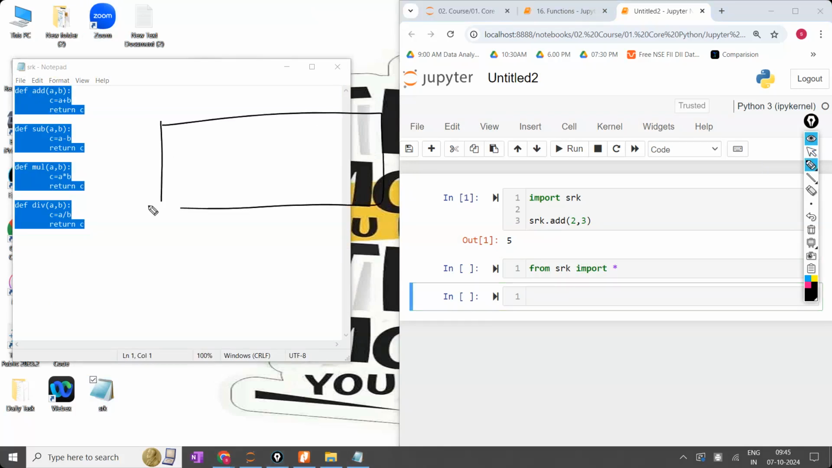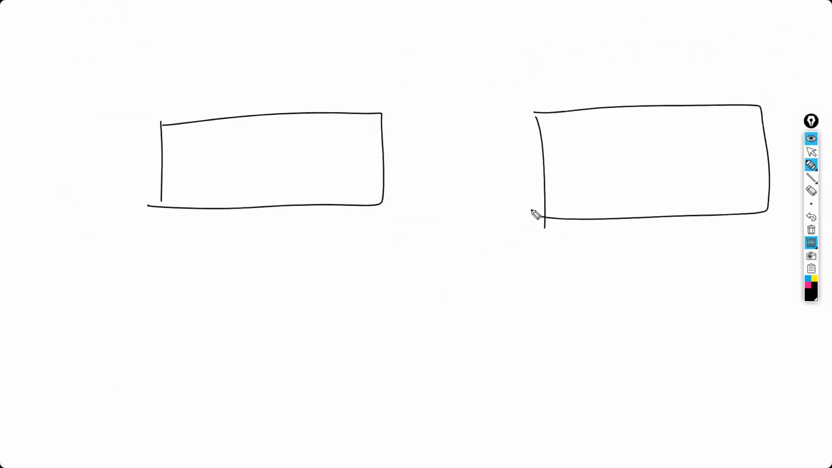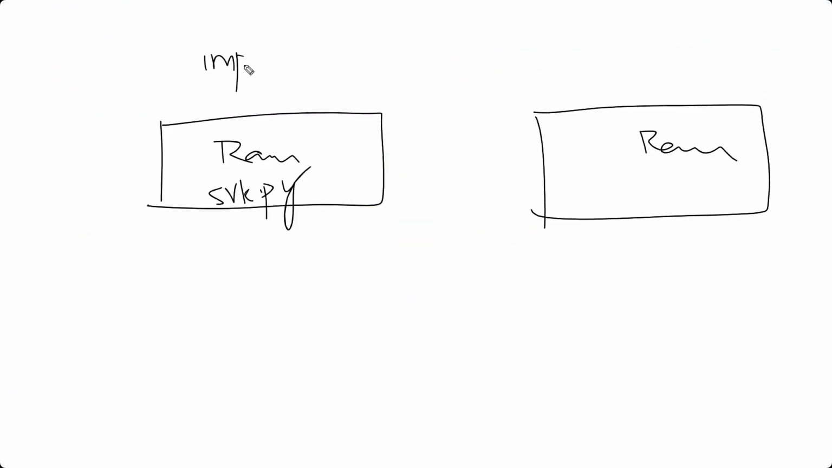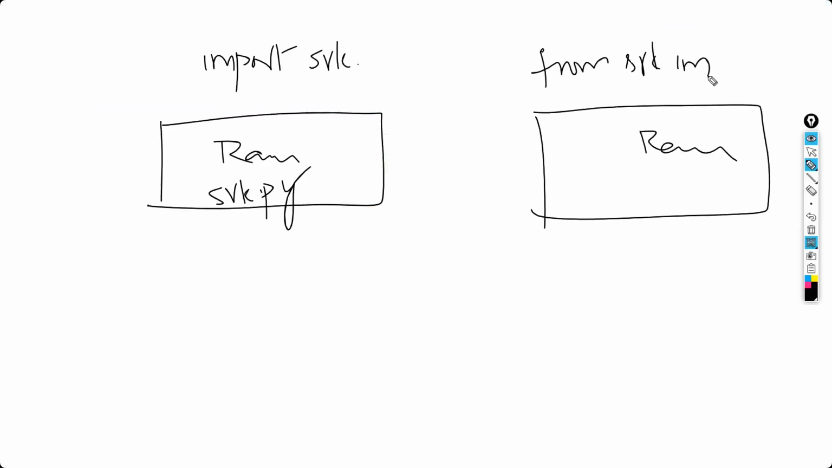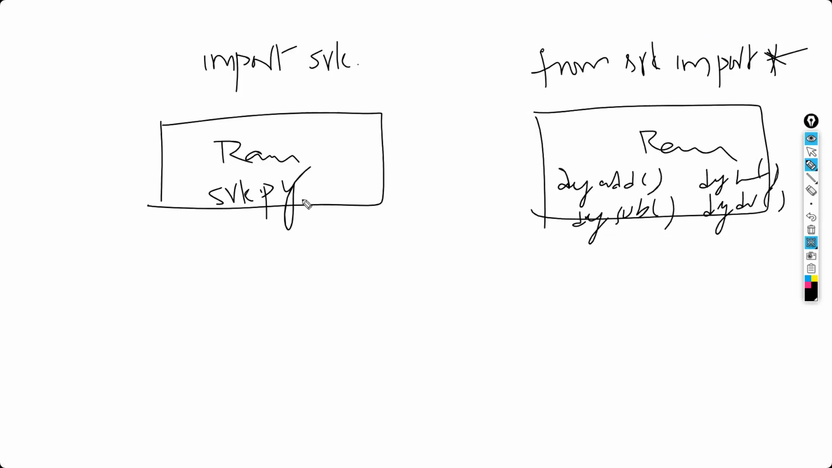Earlier case, example 1, example 2. Assume this is your RAM. In the RAM earlier, srk.py was loaded. When you write import srk, in your RAM you get srk.py. When you write from srk import star, into your RAM you get def of add, def of sub, def of mul, def of div. Like this, it will be stored in the RAM, not this one. Is the point clear?